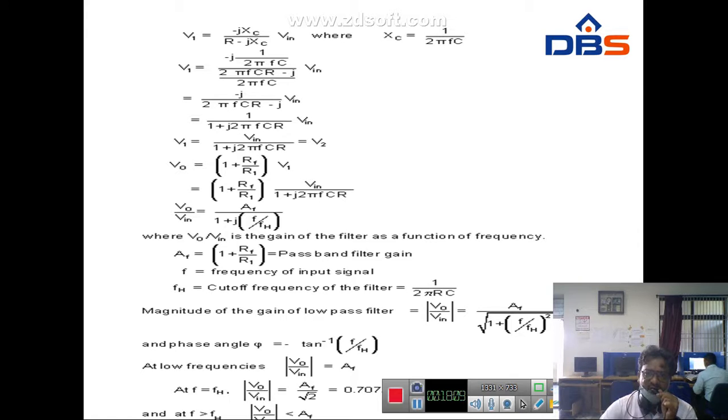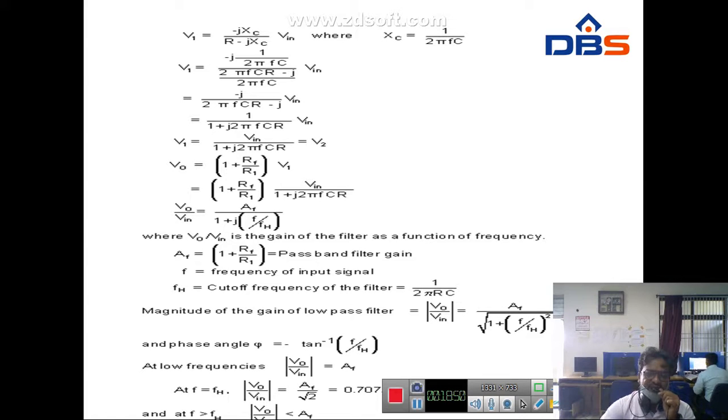When we substitute the XC value and the j conditions, the equation becomes minus j times 1 by 2 pi FC divided by R minus j by 2 pi FC, times Vin. When we solve this equation, we get V1 is equal to Vin by 1 plus j 2 pi FCR.